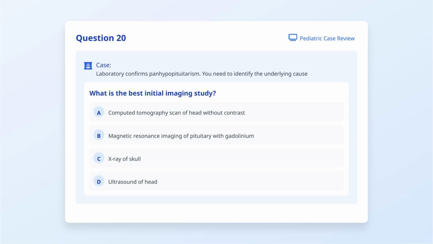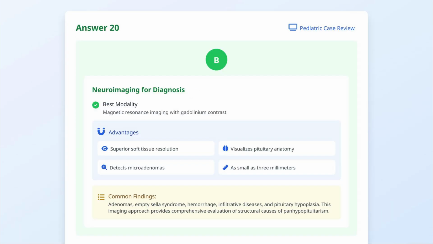Case scenario: laboratory confirms panhypopituitarism. You need to identify the underlying cause. Question: what is the best initial imaging study? Option A: computed tomography scan of head without contrast. Option B: magnetic resonance imaging of pituitary with gadolinium. Option C: X-ray of skull. Option D: ultrasound of head. The correct answer is B: magnetic resonance imaging of the pituitary with gadolinium contrast is the best initial imaging study.